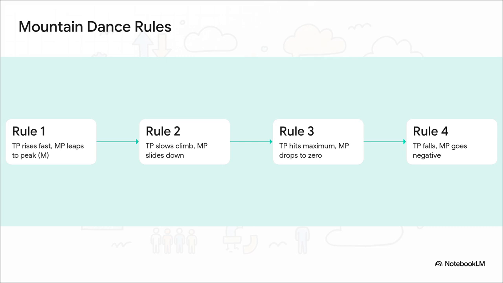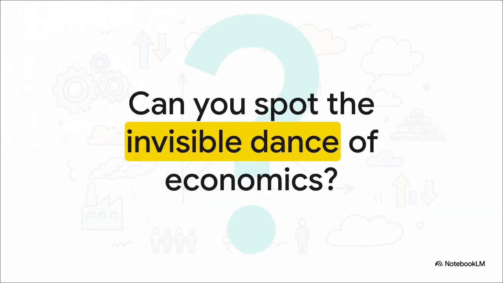All right, let's quickly lock in these 4 unbreakable rules of the dance, especially if you want to score full marks on understanding this relationship. Rule 1. When total product rises at an increasing rate, marginal product shoots to its peak at point M. Rule 2. When TP slows its climb, increasing at a diminishing rate, MP slides down. Rule 3. When TP hits its absolute maximum, MP drops to exactly 0. And Rule 4. When TP falls, MP goes negative. And there you have it, the strict, invisible math dance hiding inside how businesses work.